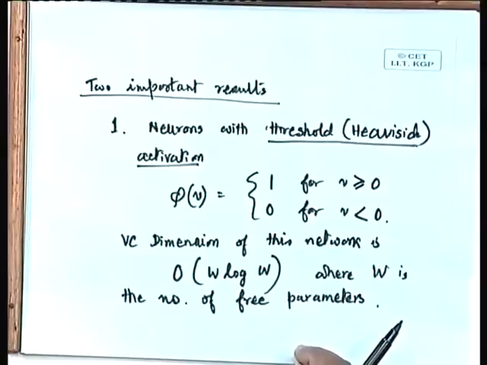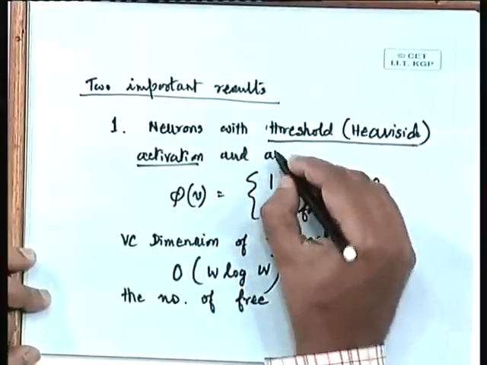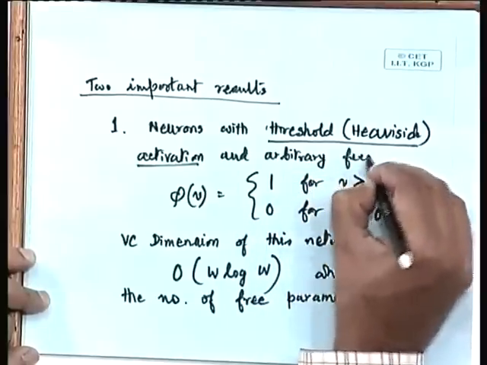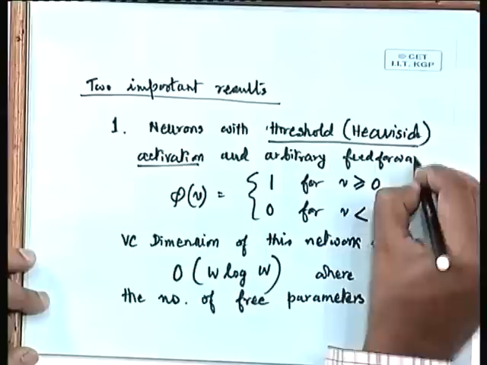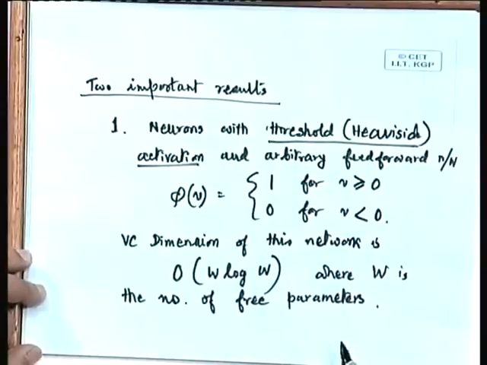This in fact happens to be better as compared to the linear case, because in the linear case it was simply order of W. Now, in this case we have been considering threshold activation and also an arbitrary feed forward network. So we are also considering a feed forward case, because this result is valid for feed forward networks.